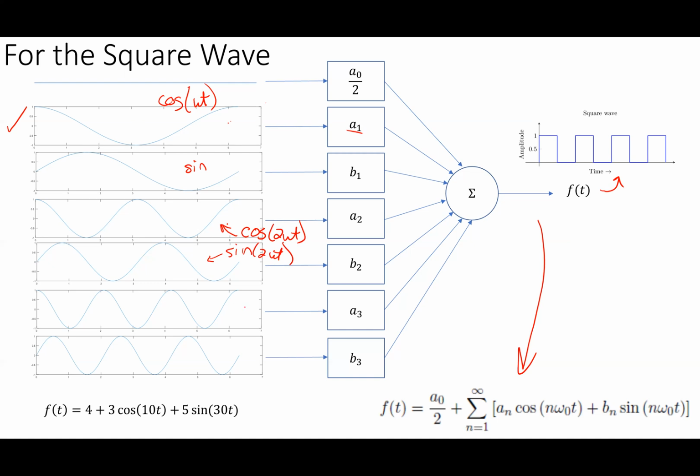What's the one here? How many periods does this guy go through in one period of the top one? 3. Right? So I can see 1 period, 2 periods, 3 periods. And then same for this guy on the bottom. So what I see is, I've got to figure out how much of each of these to put in. How much cosine do I put in? How much sine do I put in? How much cosine 2 omega t do I put in? How much sine 2 omega t do I put in?